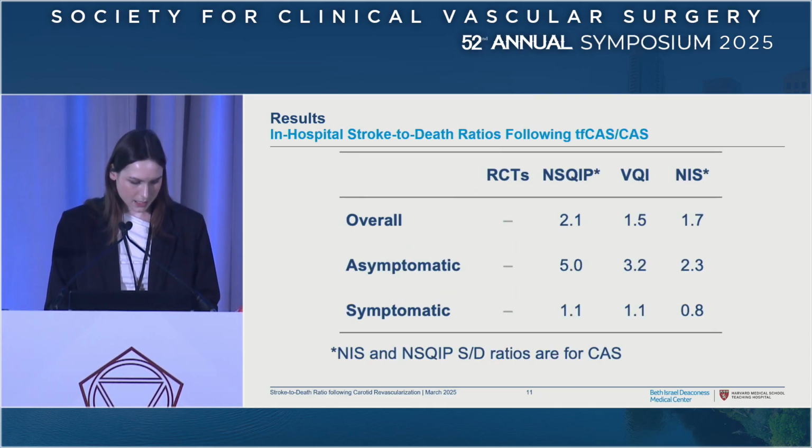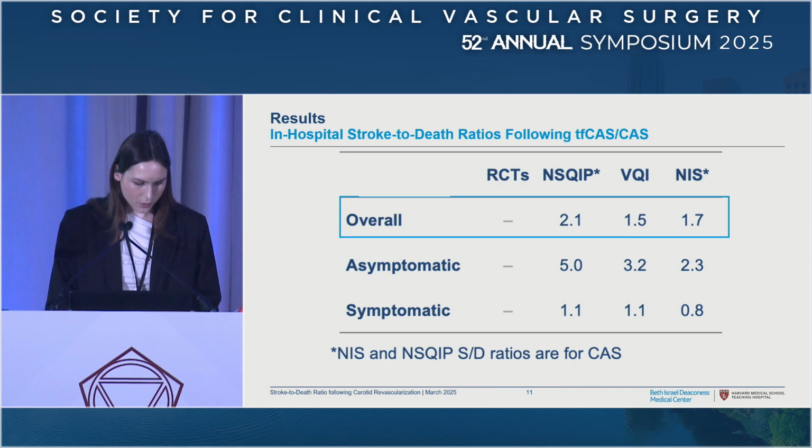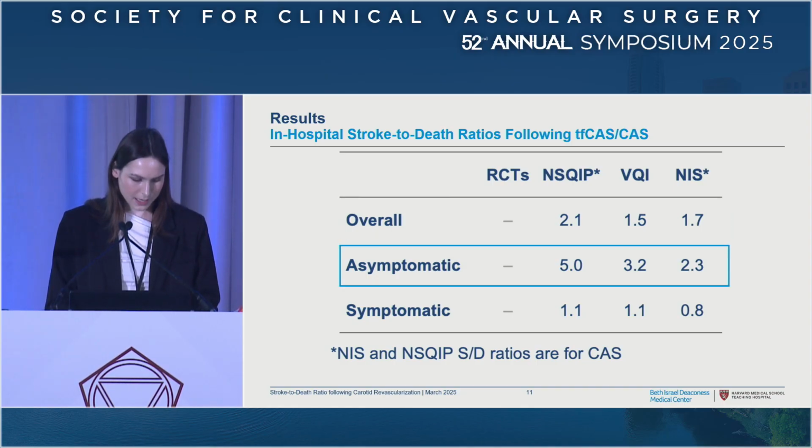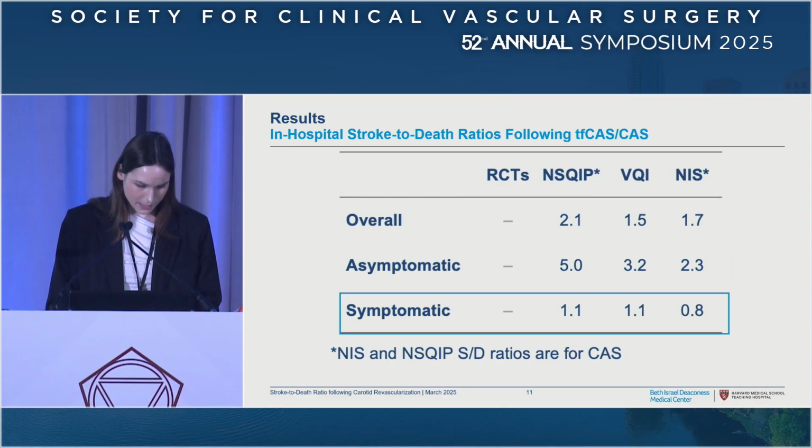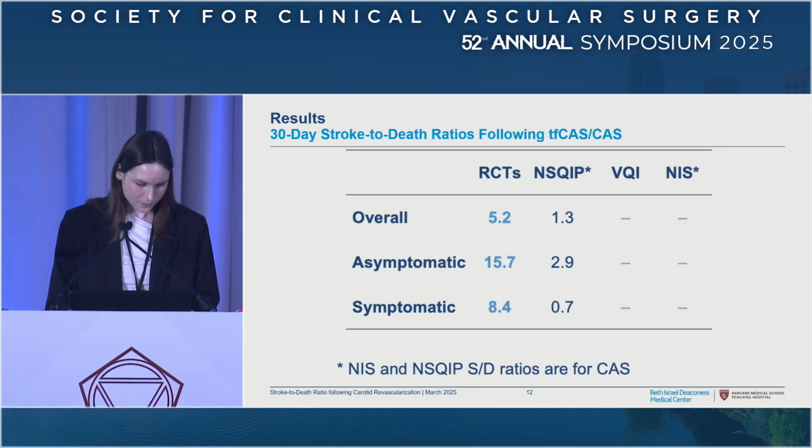This table represents in-hospital stroke-to-death ratios following TF-CAS or CAS. Overall, the ratio was 2.1 in NSQIP, 1.5 in VQI, and 1.7 in NIS. In asymptomatic patients, the NSQIP ratio was 5.0 compared to 3.2 in VQI and 2.3 in NIS. And for symptomatic patients, the ratio was 1.1 for both NSQIP and VQI and 0.8 for NIS.